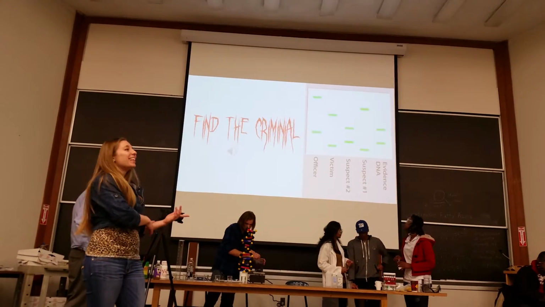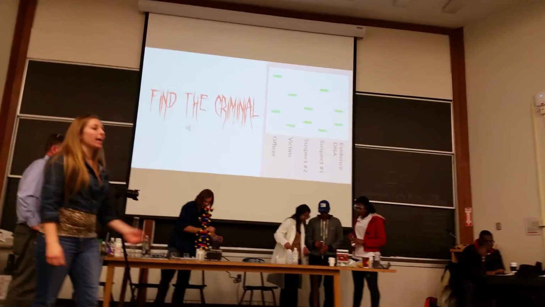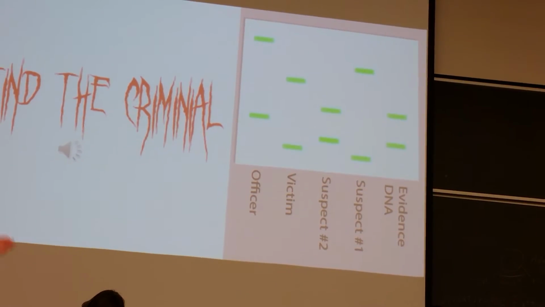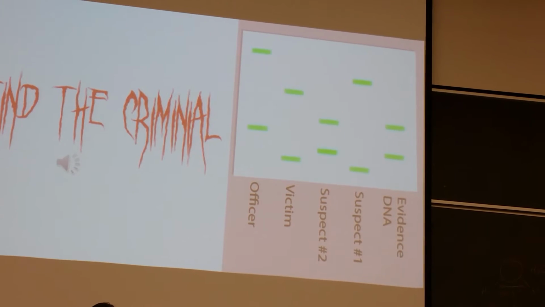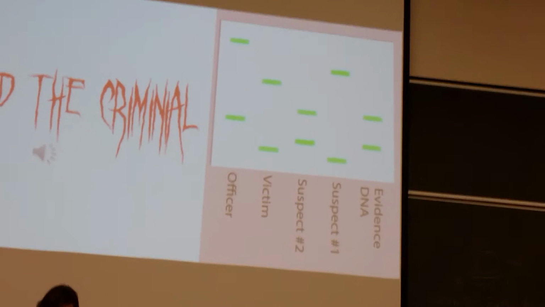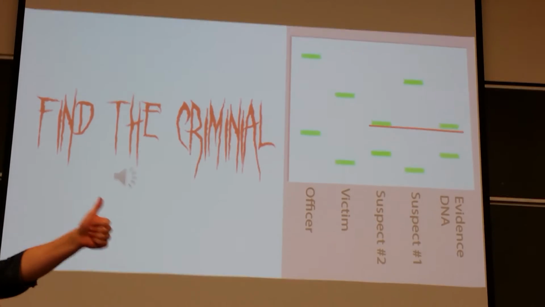And now, I'm going to put you guys to the test and see if you can find who committed the crime. You have to compare the known lane of the gel, the evidence from the crime scene, to the various suspects or people that are involved in the crime. So let's see who did this crime. Take a moment to figure it out. Yes, you're right. It was suspect 2.